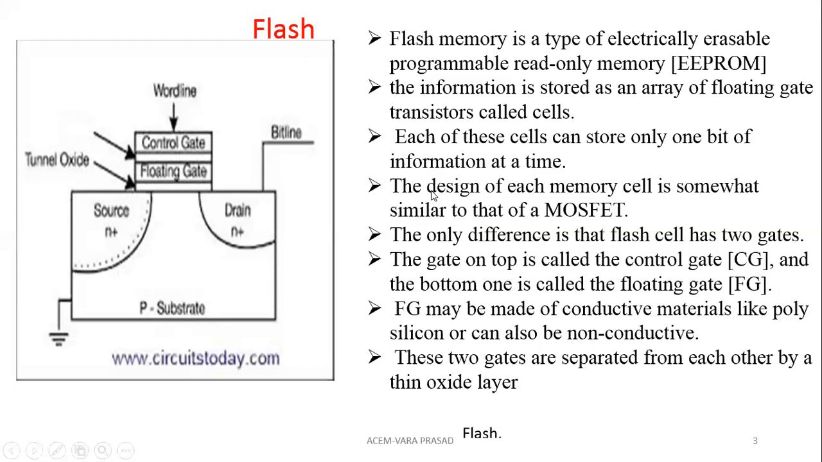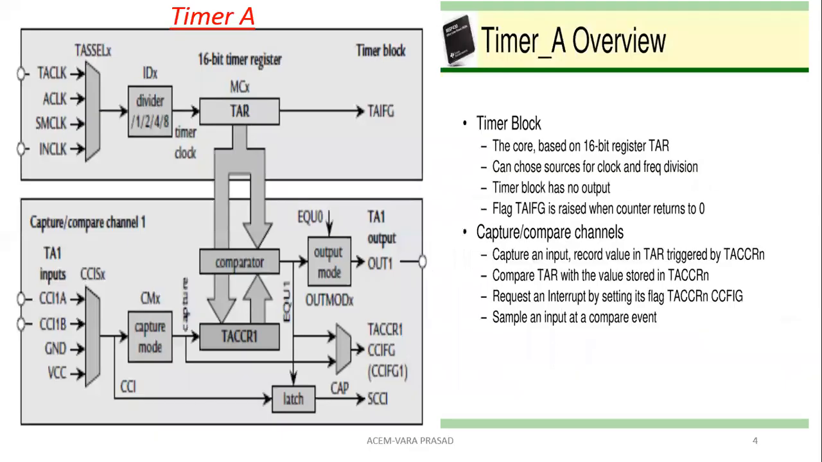As usual, flash memory requires more power, 10 to 14 volts, compared to FRAM. Also, the speed of writing data into flash memory is very low compared to FRAM. FRAM is very fast compared to flash memory. These are the comparisons between flash memory and FRAM. Then go to the timers.